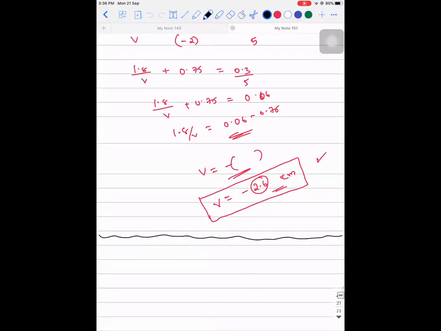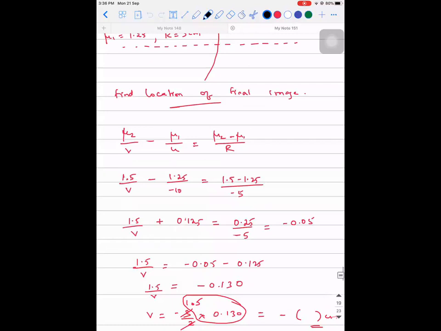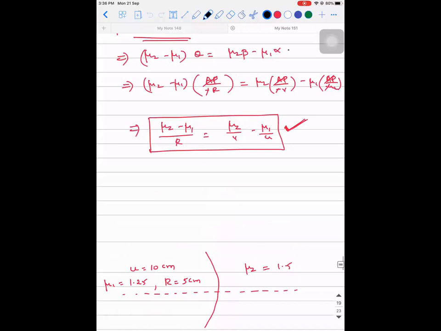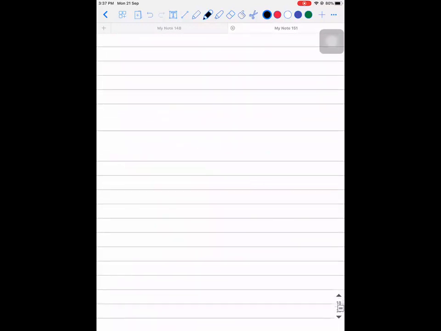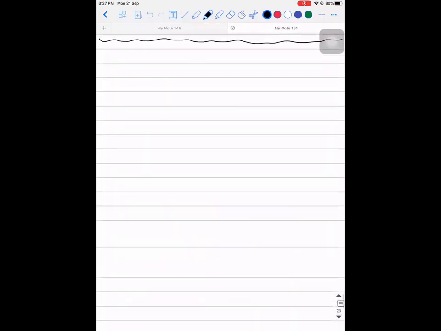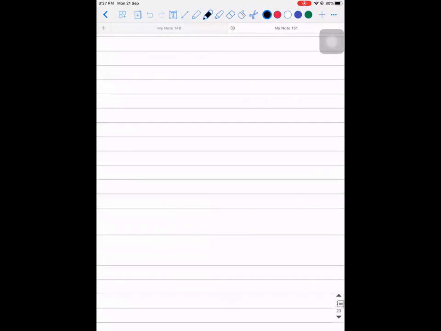Now listen. Last class we saw refraction at a spherical surface. What does refraction at a spherical surface speak about? It gives us a mathematical relation between mu2, mu1, the radius of curvature, the image distance, and the object distance. So mu2 minus mu1 divided by r is equal to mu2 by v minus mu1 by u. With this expression, we are going to derive a formula called Lensmaker's formula.